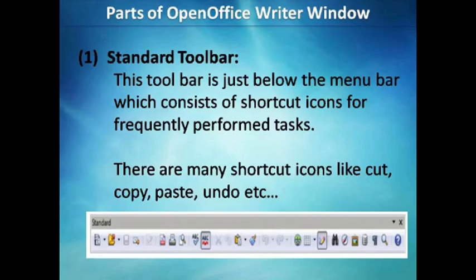If we want to do any task, we choose the option from the menus available in the menu bar. The same menus are displayed as icons in the standard toolbar. For example, if you want to open a new document, then we click the File menu and then choose the New option. Instead of that, we may click the New icon which is available in the standard toolbar.